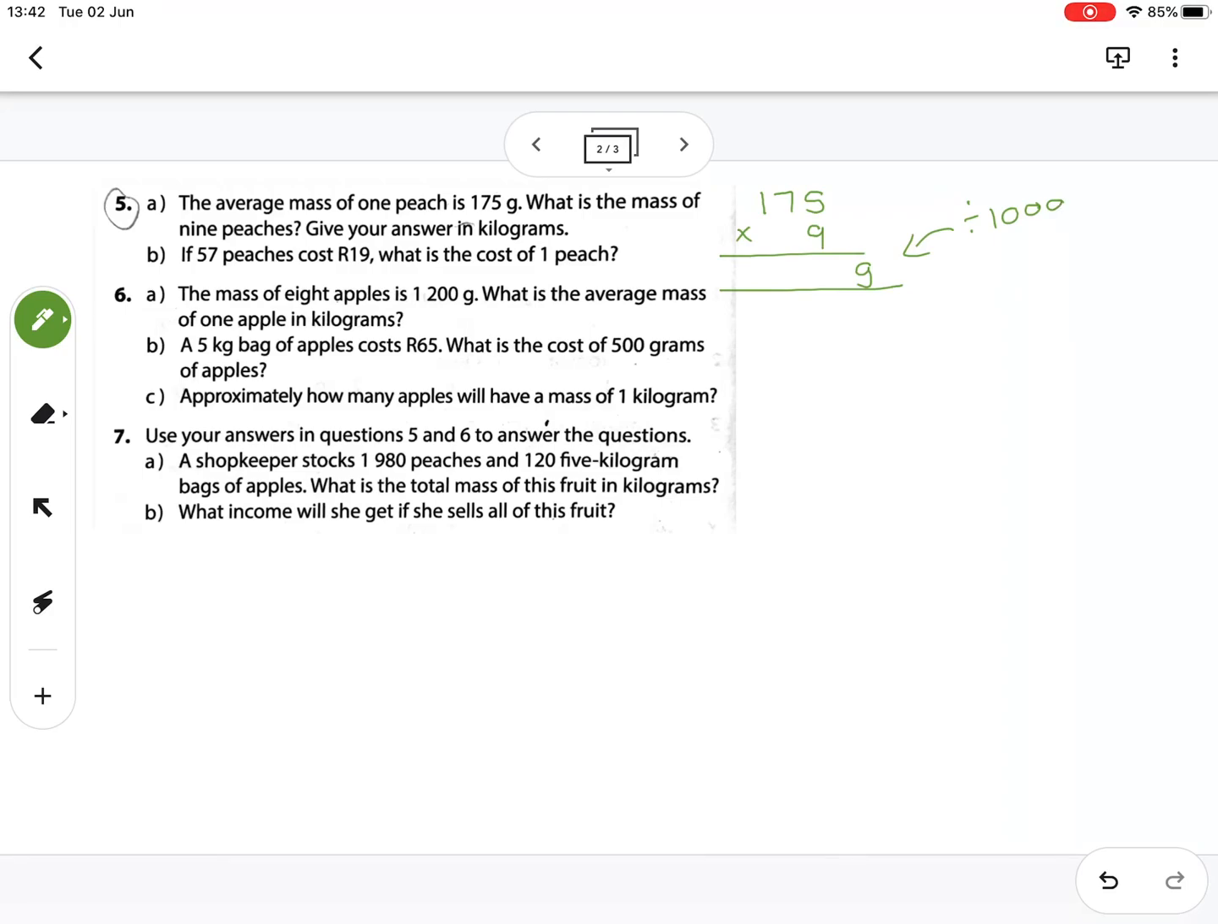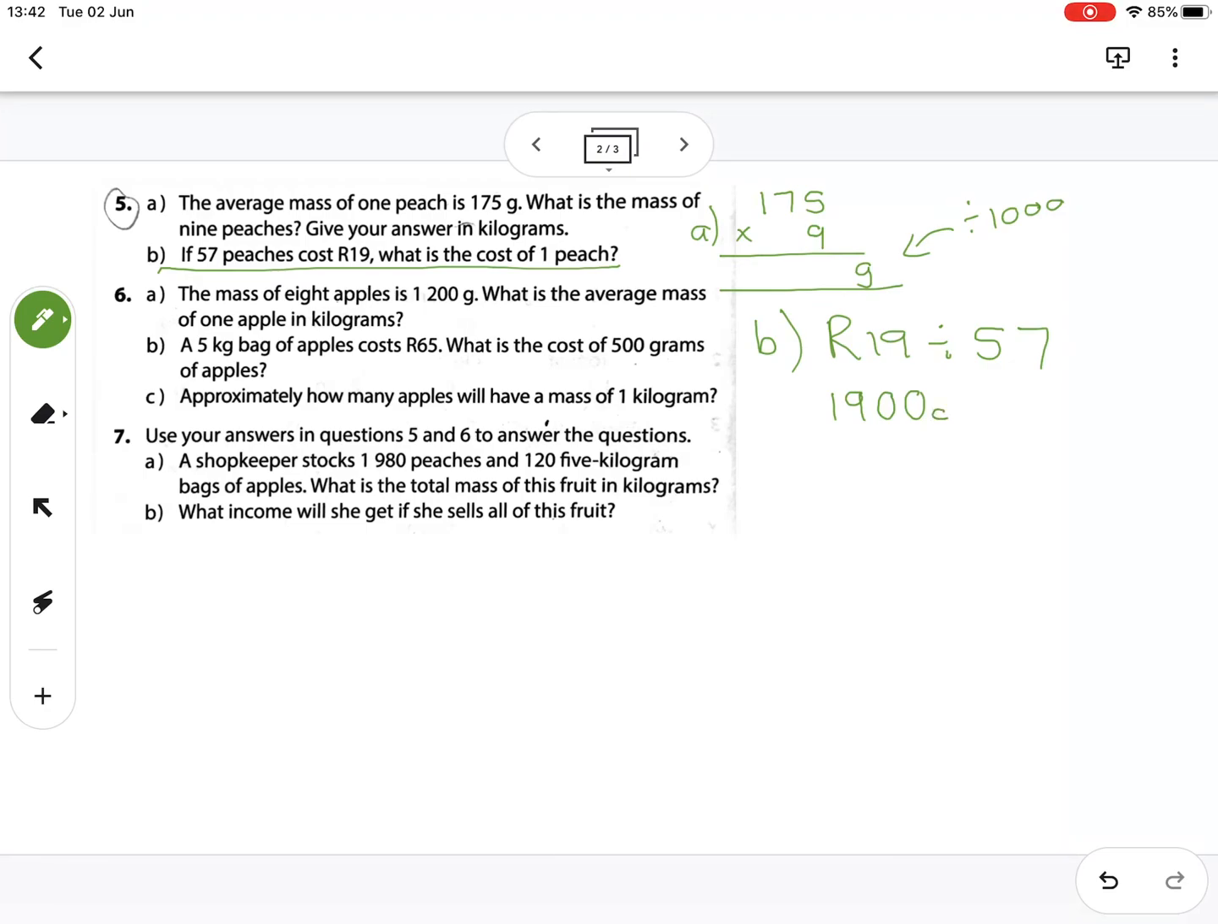Okay. If 57 peaches cost 19 Rand, what's the cost of one peach? Now here you must be very careful. I want to warn you about that one. If you look at B, that was A. Okay. If you look at B, you're actually going to take 19 Rand and divide it by 57. Now you're going to tell me, but that doesn't work because the second one is larger. But all you have to do is you have to not talk about rands, but rather turn this 19 Rand into cents. So there's 100 cents in a rand, so I'm just going to add 2 zeros. So it is, in other words, 1,900 cents.